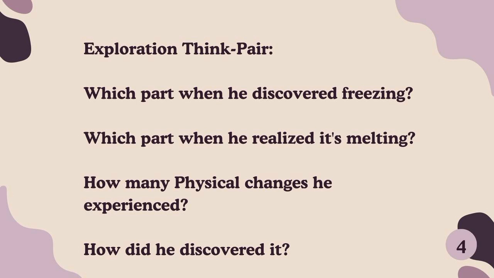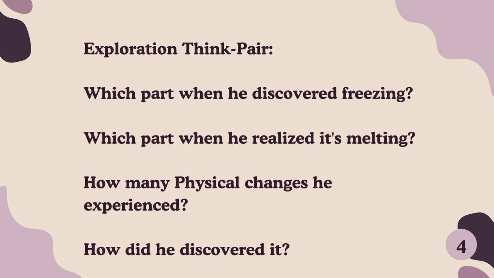How many physical changes did he experience? Ken experienced 4 physical changes: freezing, melting, vaporization, and condensation. How did he discover it? Correct! Ken discovered these physical changes by performing a series of simple experiments. First, he froze water into ice. That's freezing. Second, he melted the ice back into water. That's melting. Third, he boiled the water to produce steam. That's called vaporization.